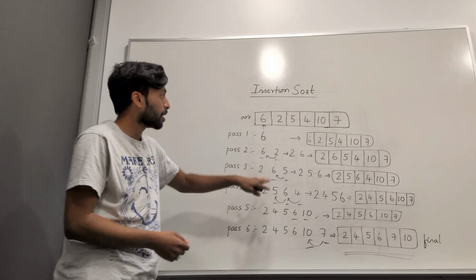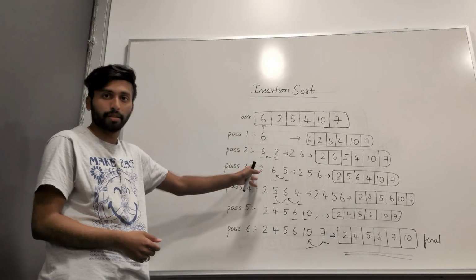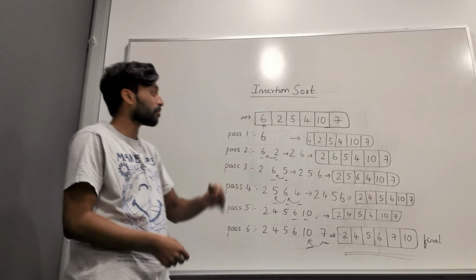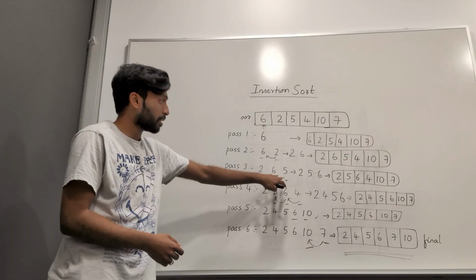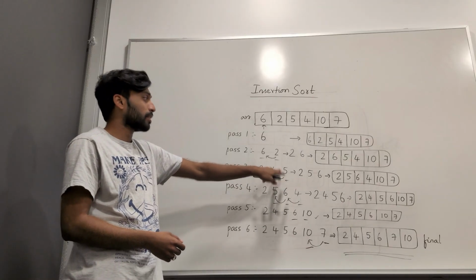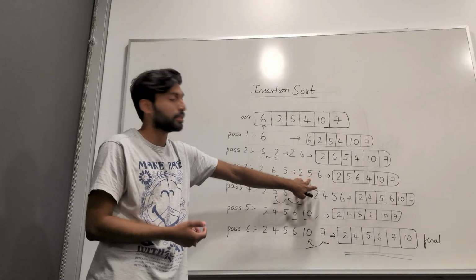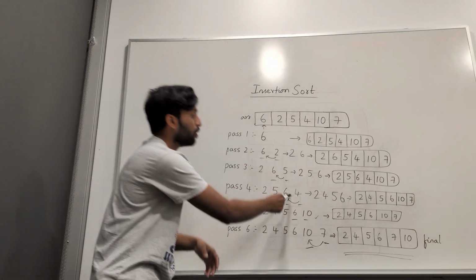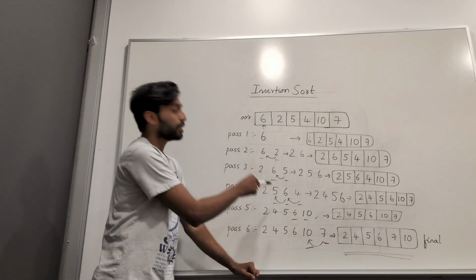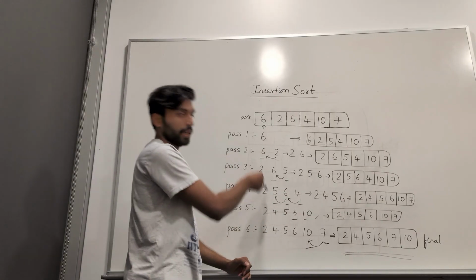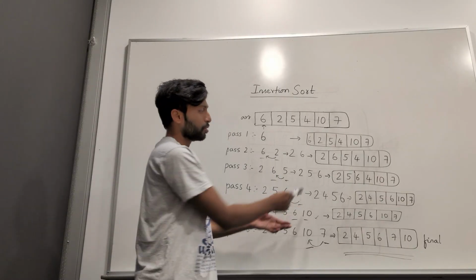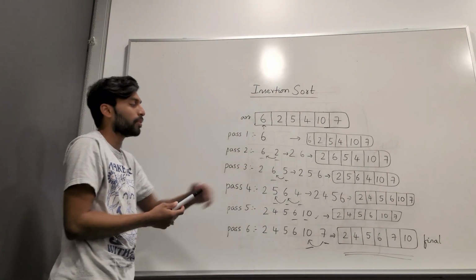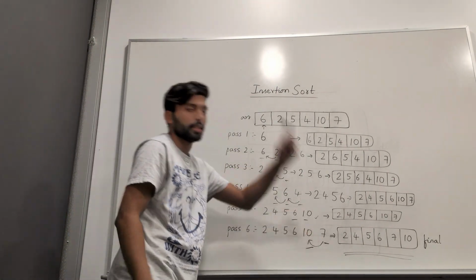Next we go to 2. We know that 2 is lesser than 6, so we replace their positions. Now our new array becomes 2, 6, 5, 4, 10, 7. Next we go to 5, we check this, we know that 5 is lesser than 6 but 5 is greater than 2, so it remains as it is, we just shift one position. Next we go to 4, now 4 is lesser than 6 but 4 is less than 5 as well, so we shift it 2 times such that our new array becomes 2, 4, 5, 6, 10, 7, and this process keeps on iteratively repeating itself until we get the final sorted array.